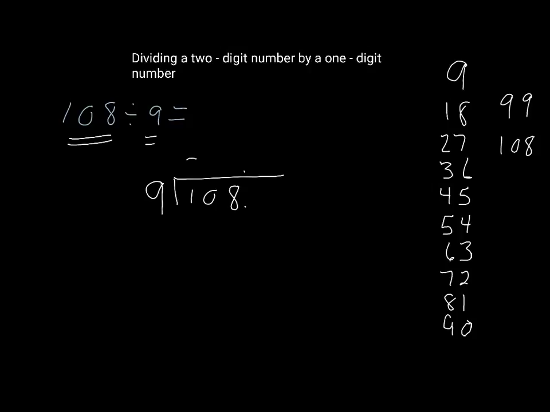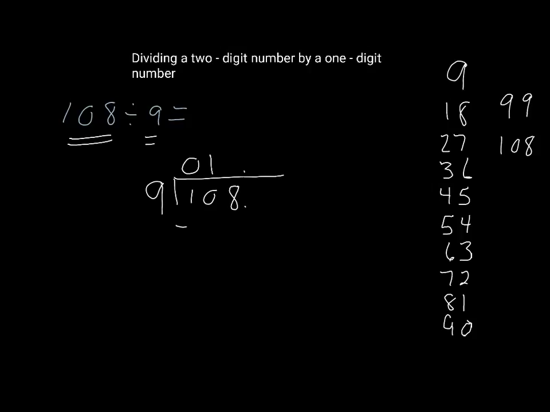So the first step is you write a 0 here, because 9 does not go into 1, okay? But 9 does go into 10. And as we can see over here, 9 goes into 108 12 times. But let's pretend we don't know that. 9 goes into 1 0 times. 9 goes into 10 once.